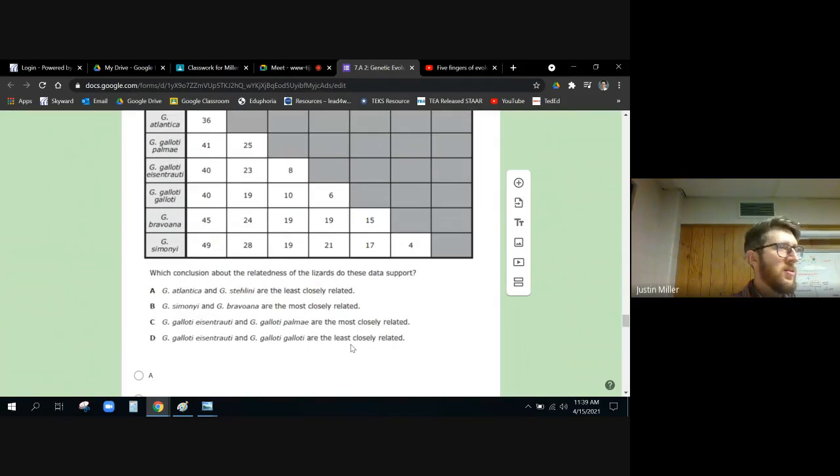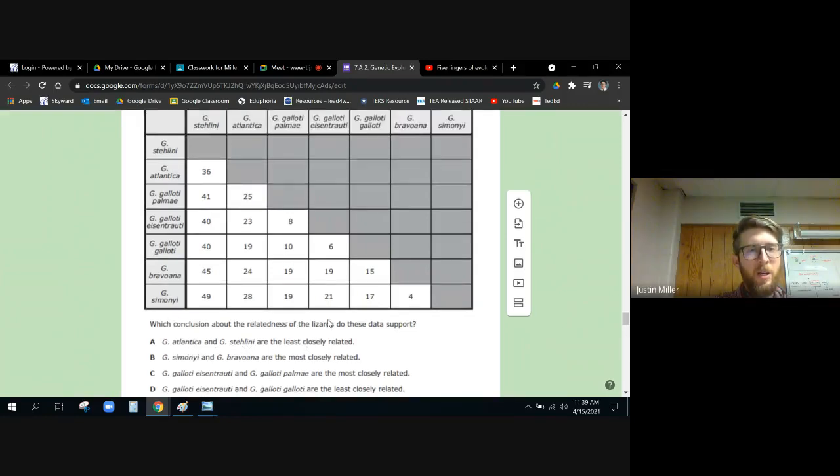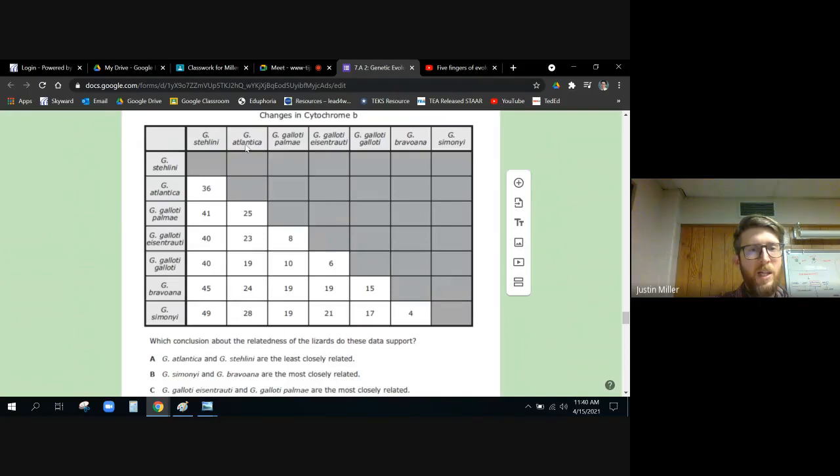We just have to do process of elimination on this. So let's start with A. Atlantica and Stellini are least closely related. Let's find Atlantica and Stellini on the left. Or actually, there's nothing there. So let's find Atlantica on the left and Stellini on the right. Here it is. Atlantica, Stellini. What's the difference there? 36. Are they the least closely related? Remember, bigger number means bigger difference. They are not the biggest difference. All right.